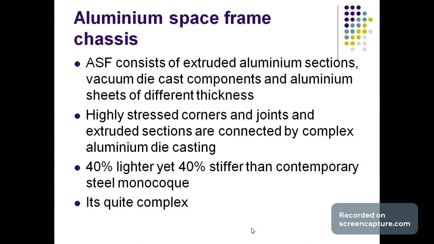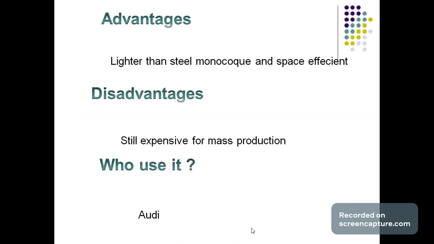The advantage of this type of chassis is that it is lighter than the steel monocoque and space efficient. The disadvantage is that it is still expensive for mass production. It is used in Bugatti.